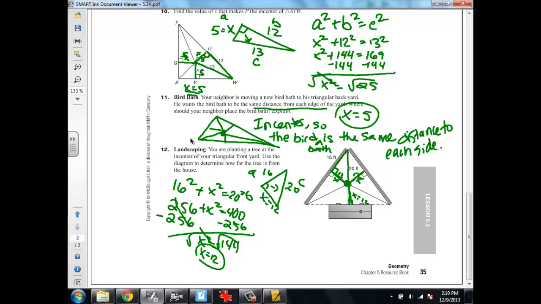So what's this tell us about the question? Who cares? What's that 12 tell us? That is what X equals. It's how far the tree is from the house. Hang on to your calculator. So I say the tree is 12 feet from the house.